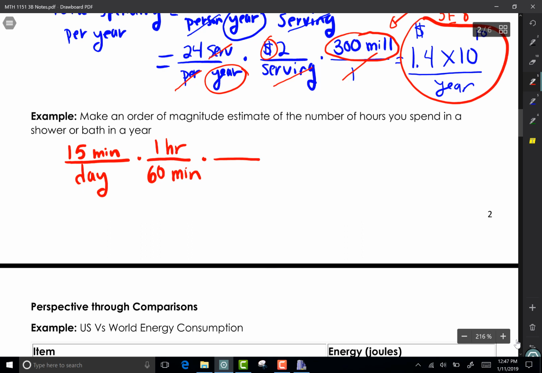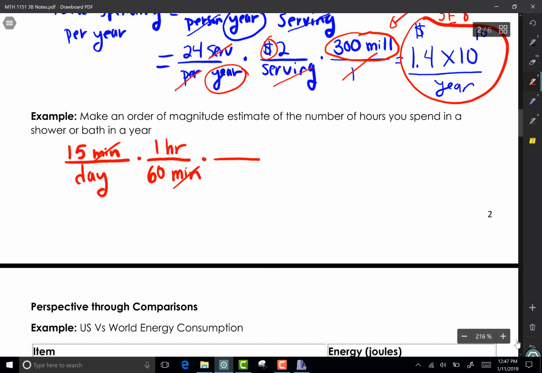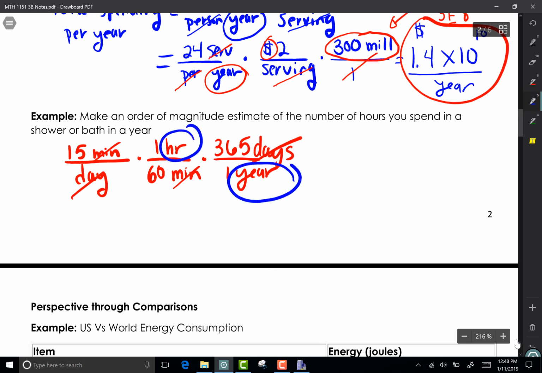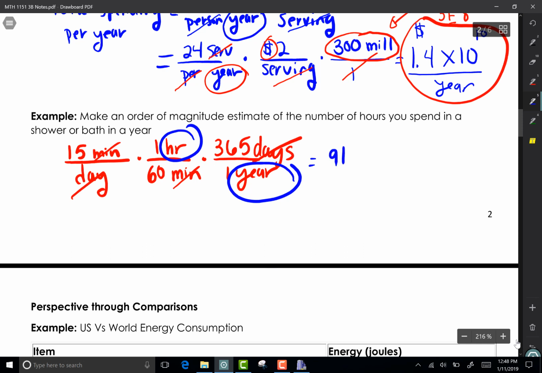So that put it in hours because I can cross off my minutes. Now I want to change days into years. So there are 365 days in 1 year. So I can get rid of the days now. And I'm left with hours per year. So I'm going to put that in the calculator. And I'm going to take 15 over 1 times 1 over 60 times 365 over 1, and I'm going to get 91.25 hours per year.